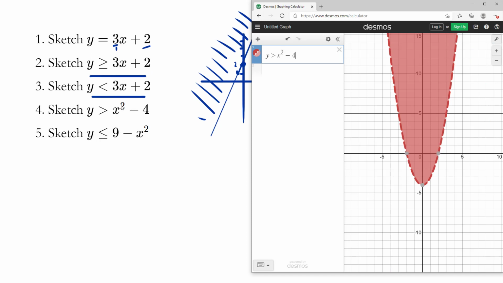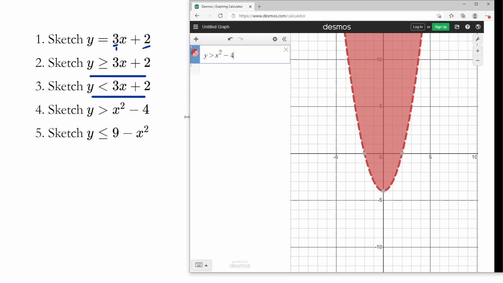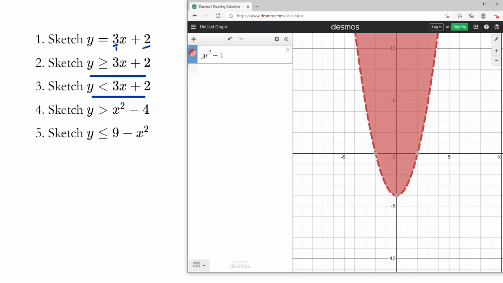Now let's take a look at question 4. Y is greater than x squared minus 4. We know y equals x squared minus 4 is a solid line. It's a parabola that's shifted down 4 units. But when you say y is greater than this quadratic, we're going to shade everything above this region. And the boundary line is dashed because we're not including the endpoint.